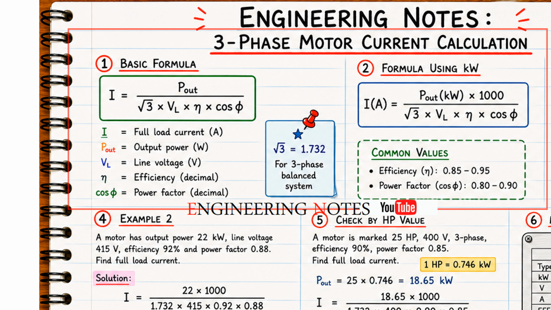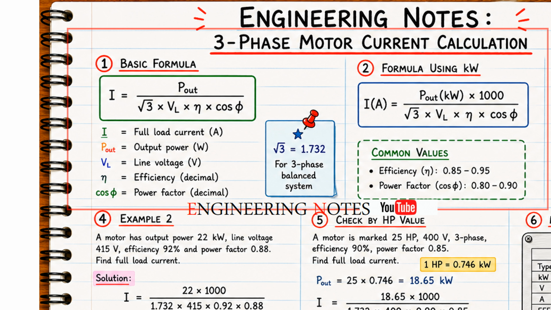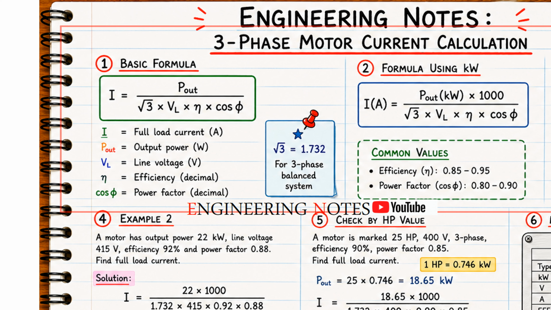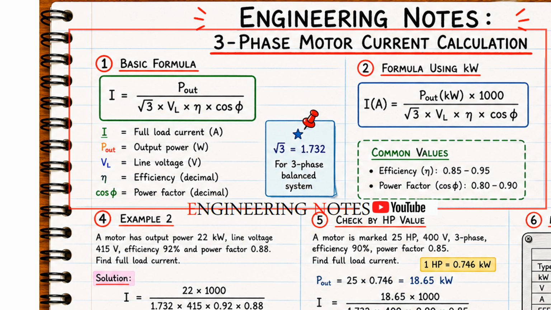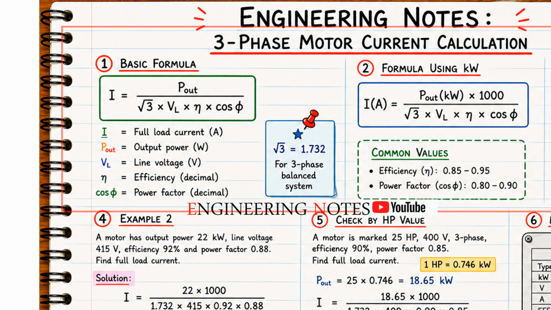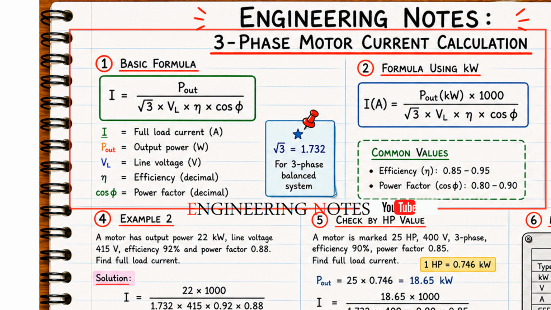Key points. If the power is given in kilowatts, multiply it by 1000 to convert it to watts. The line voltage is usually 400 volts in European standards, and 480 or 208 volts in the United States. Efficiency is typically between 0.85 and 0.95, and the power factor is usually between 0.8 and 0.9. Always write efficiency and power factor in decimal form. For example, 90% means 0.9.